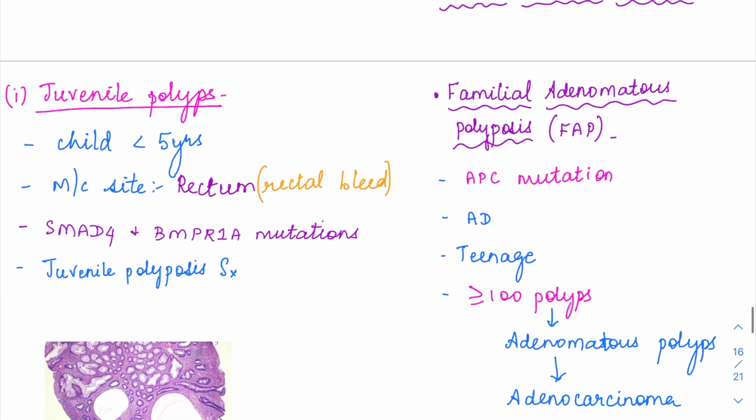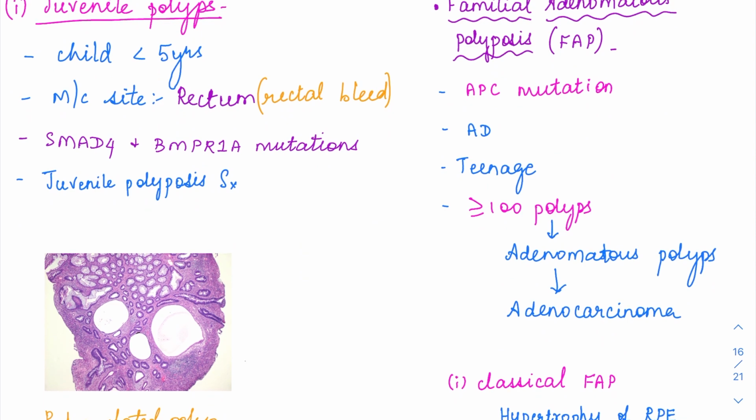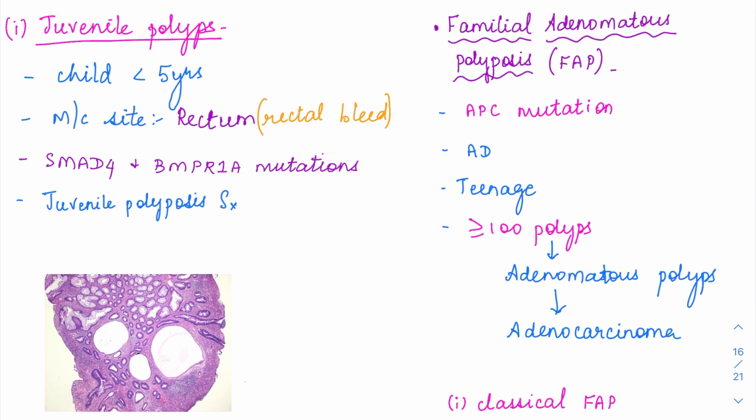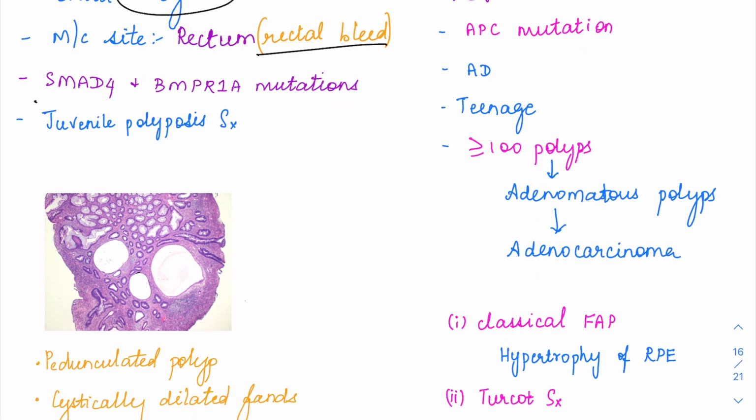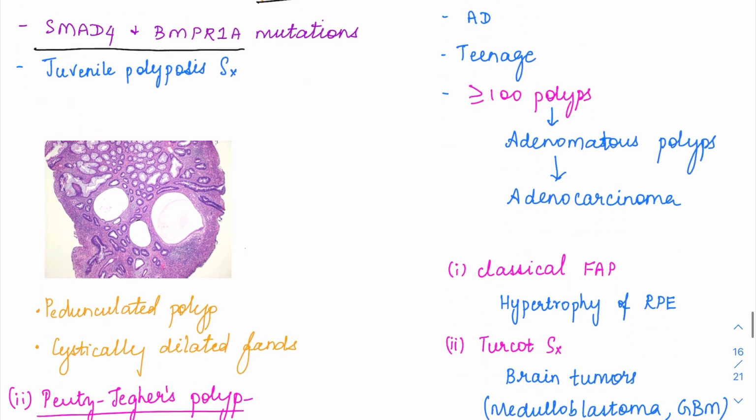Let's see about the various hamartomatous polyps. The first hamartomatous polyp will be a juvenile polyp. As the name suggests, it is going to occur in young children, usually less than 5 years of age, and they'll have a classical history of rectal bleeding. Most commonly this polyp occurs in the rectum, and it is associated with mutations like SMAD4 and BMPR1A. This is associated with a syndrome called juvenile polyposis syndrome, which is an autosomal dominant condition. When juvenile polyps occur in this syndrome, they are going to be pre-neoplastic. As such, they are not pre-neoplastic.